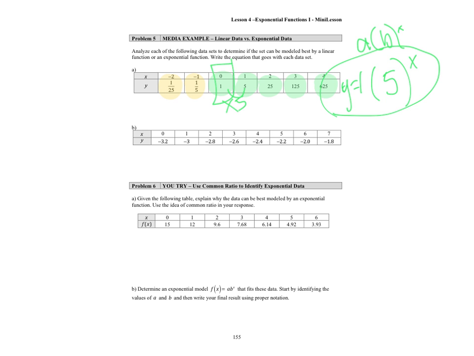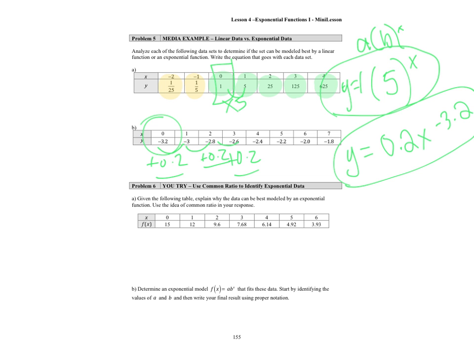If I do negative 3 plus 0.2, I get negative 2.8. If I do negative 2.8 plus 0.2, I get negative 2.6. So this one follows an addition pattern, not a multiplication pattern. That means we write a function in linear form. It's y equals mx plus b. The amount that you're adding every time is your m, because that's the rate of change, the amount it changes. The b is the value at 0, negative 3.2. And that would be a function model for that one.